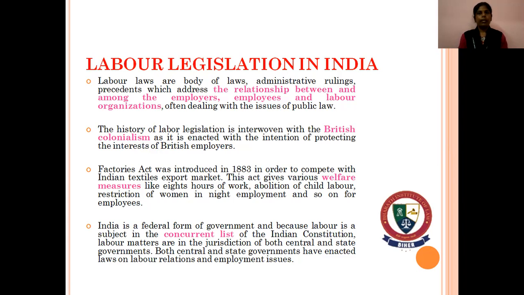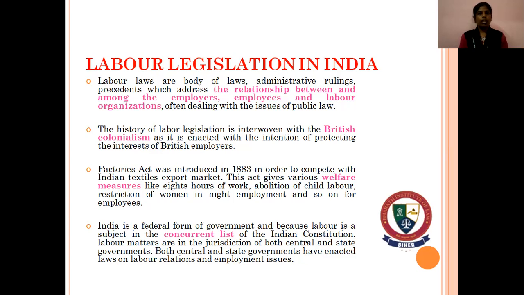Before the British colonialism, that is, the British invasion into India, all the laborers were handled and treated as slaves in India. But after the British invasion into India, they brought many enactments regarding laborers. They gave various laws which give various welfare measures and rights for the laborers. So the British government gave laws which were very attractive and very helpful for the laborers.